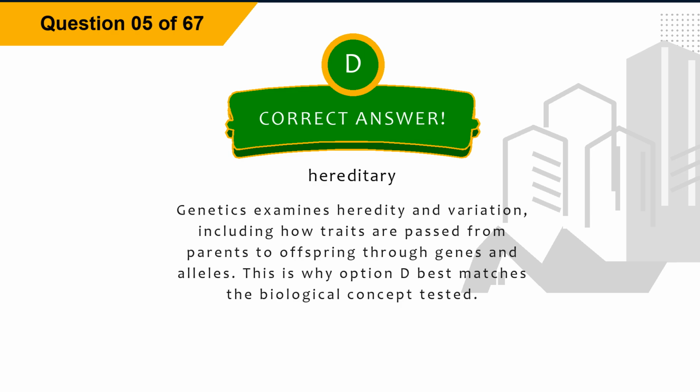Explanation. Genetics examines heredity and variation, including how traits are passed from parents to offspring through genes and alleles. This is why option D best matches the biological concept tested.